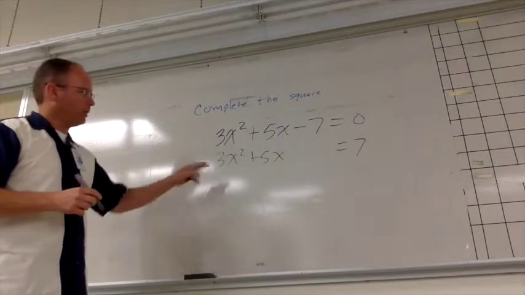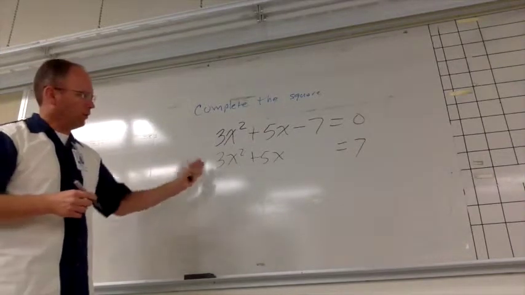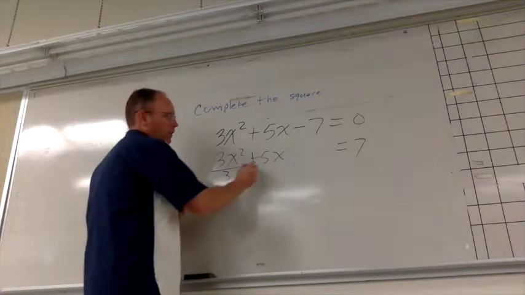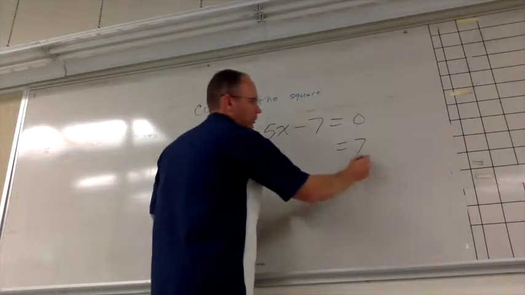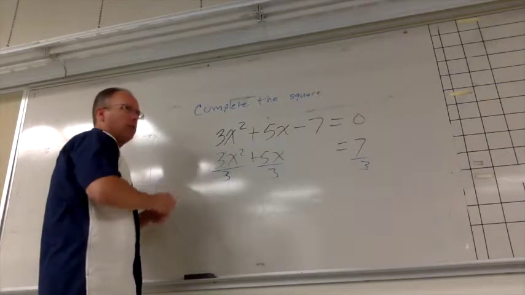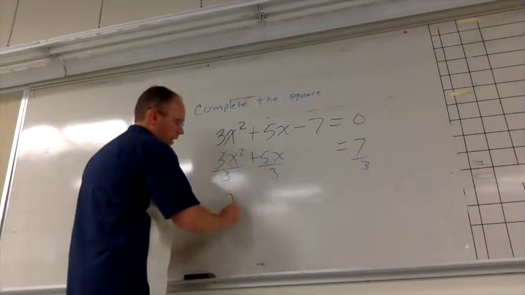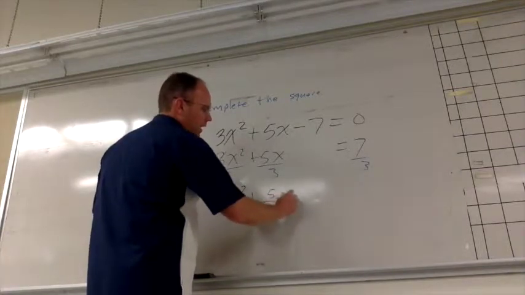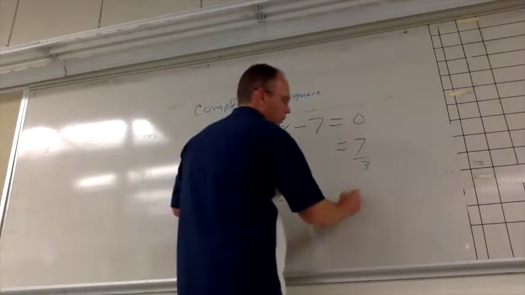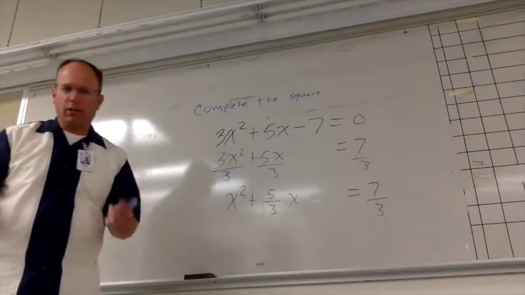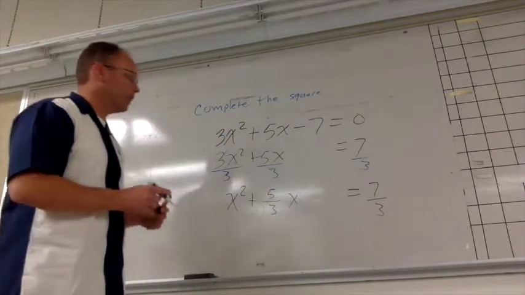Okay, next I want my lead coefficient to be 1. So 3 and x squared are being multiplied together. So I'm going to divide all terms of this part of the problem, no matter what side of the equal sign it's on, by 3. That will then allow that to cancel out, and this is going to result in x squared plus 5 over 3x is equal to 7 over 3. Please notice I left it as fractions. I didn't change it to decimals.